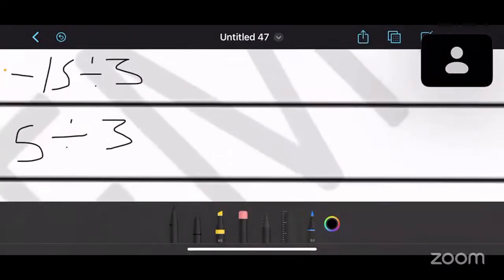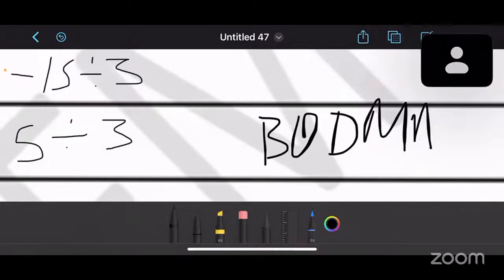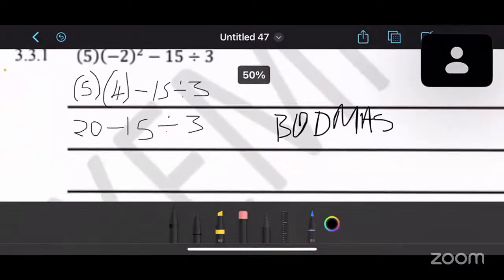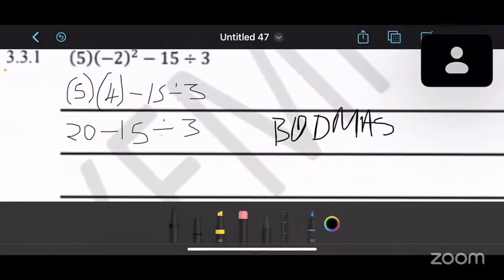We have what? We have BODMAS over here. So you see, we got rid of the brackets. We are happy with it. And then division, we have division. That means we're gonna start with division. We're not gonna start with the subtraction because subtraction is the last thing to do when you're trying to simplify. Okay, so we're going to divide.